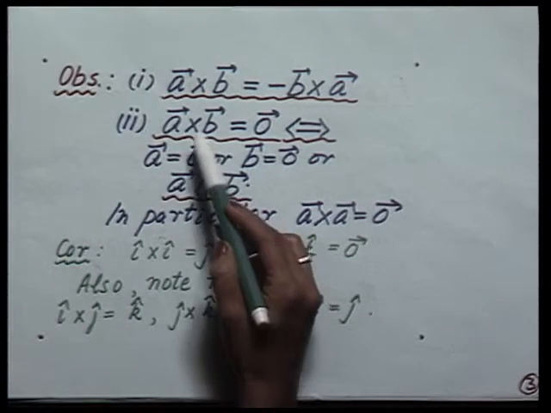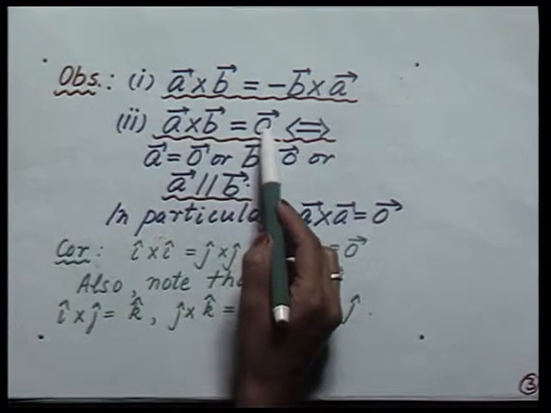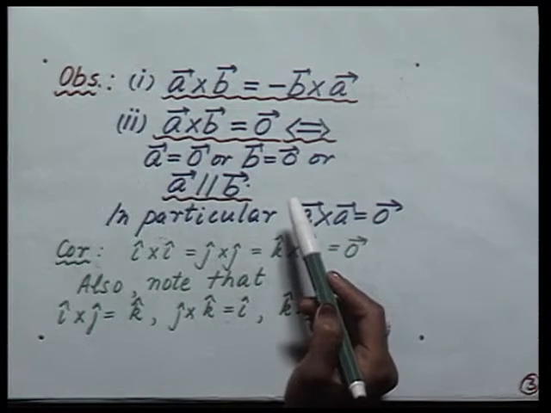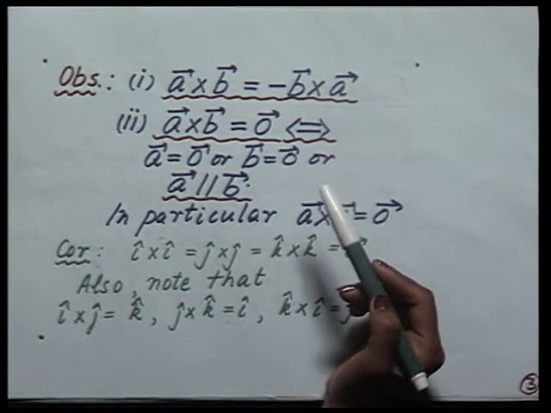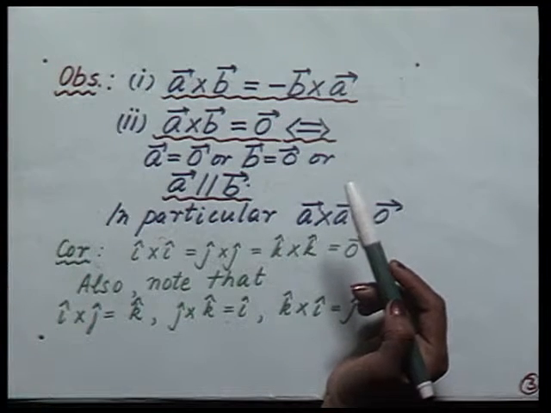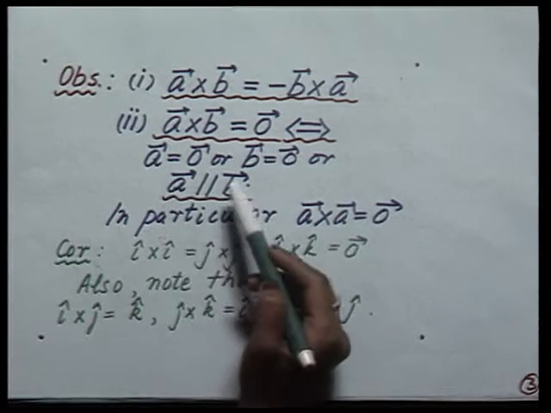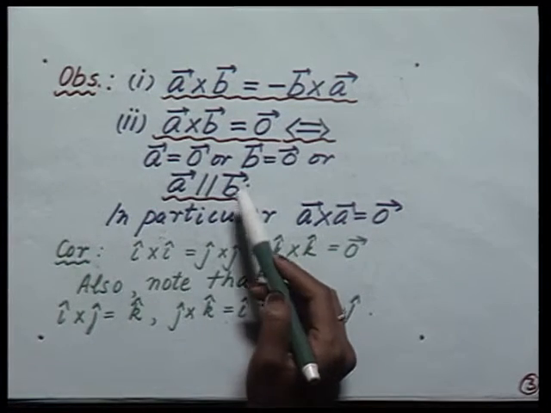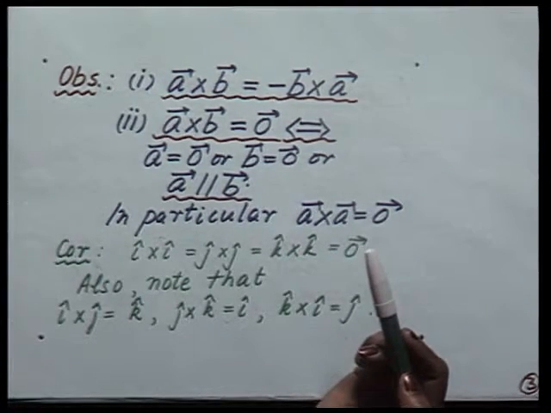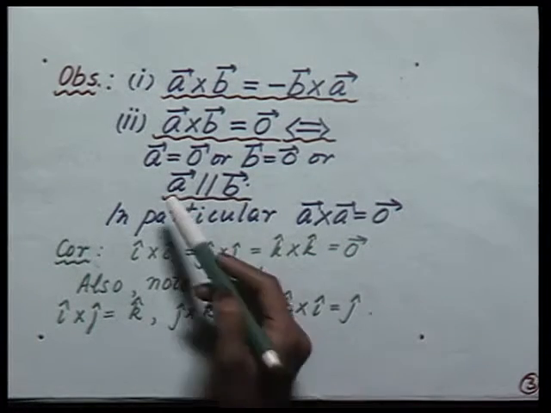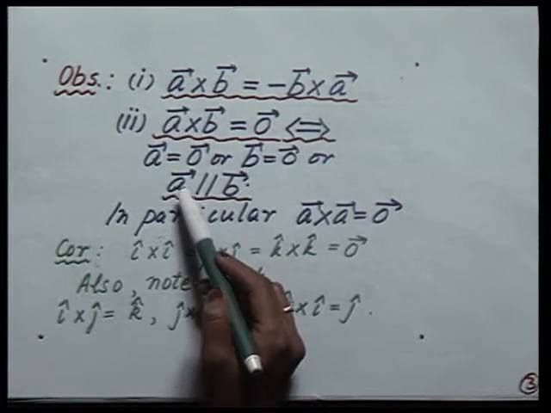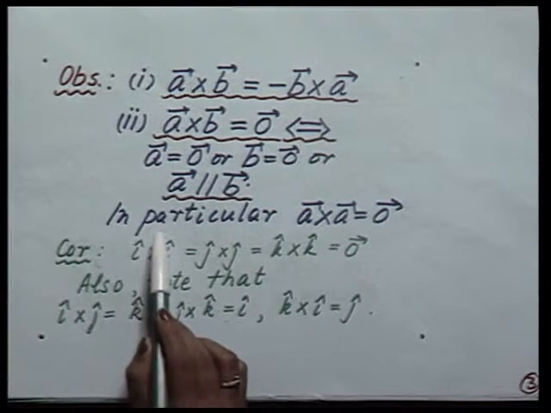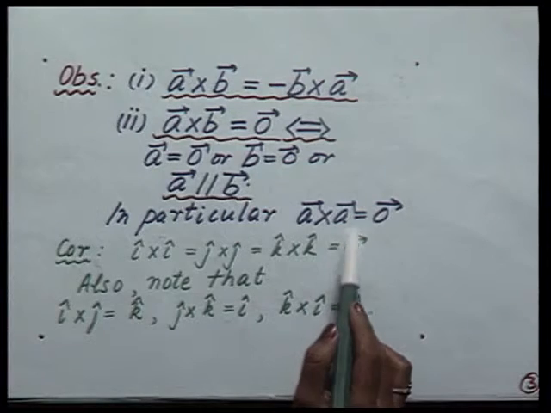2. You can see that A cross B will be 0 if either A is 0 or B is 0 or sine theta is 0, that is theta is 0 or 180 degrees, which means that A is parallel to B. Parallel means either in the same direction or in opposite directions. So this becomes a condition for parallelism of two vectors. In particular, A cross A is 0.